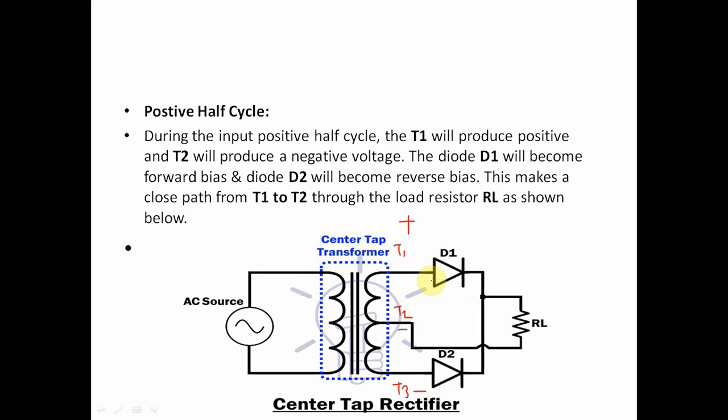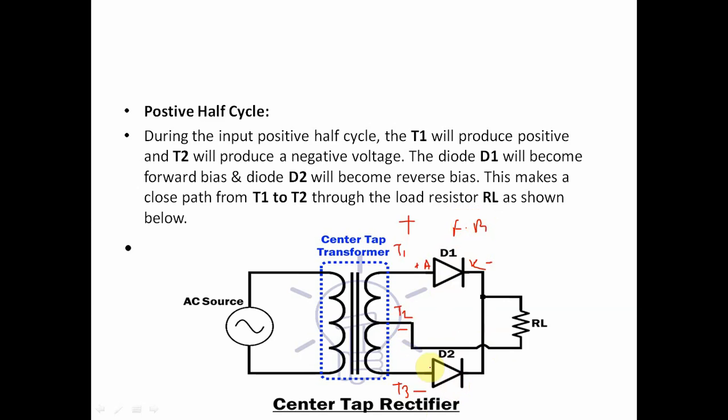So diode D1 acts as forward biased. Why does diode D1 act as forward biased? Because in diode D1 this terminal is the anode terminal and this one is the cathode terminal. The anode terminal has a positive charge and the cathode terminal has a negative charge. So this T1 terminal has a positive charge, which is connected to positive, and this negative charge is connected to negative through the load resistance RL. So diode D1 acts as forward biased and diode D2 acts as reverse biased.